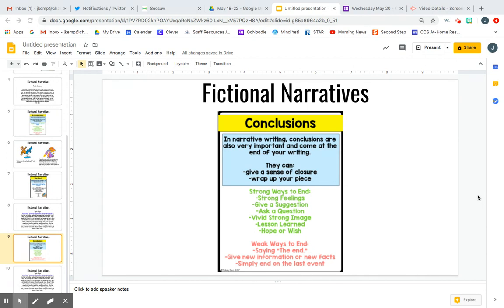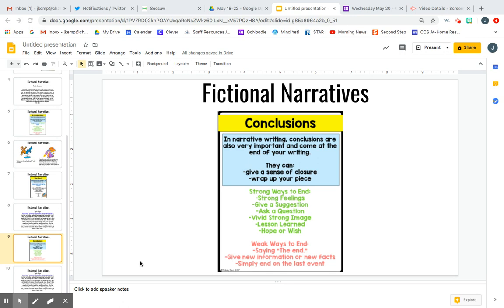Then on Wednesday, we talked about introductions for narratives and how to start off your story so that the person who is reading it is going to want to keep reading and is going to be excited about reading your story. Yesterday, we talked about the body of your narrative, which is definitely the longest part by far. It's the part where you're actually telling the story of what happened and the events of your story in order. And today we are going to talk about conclusions.